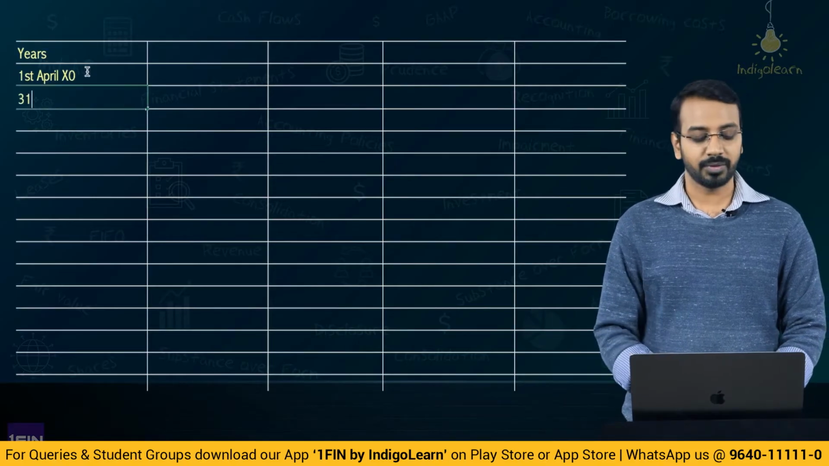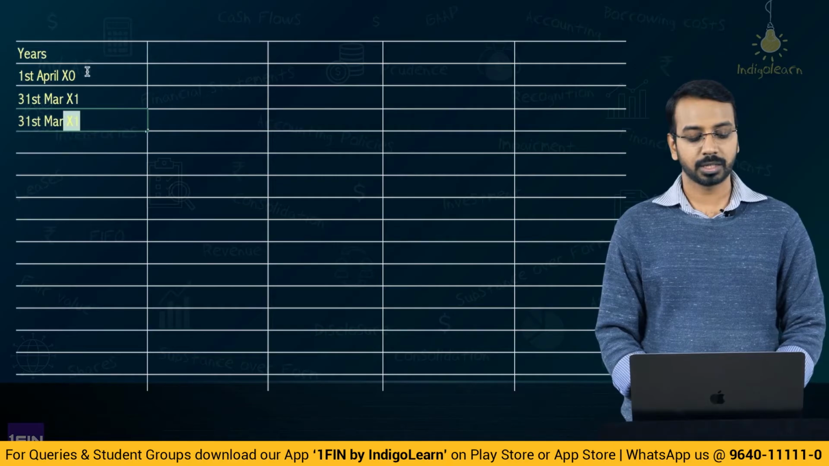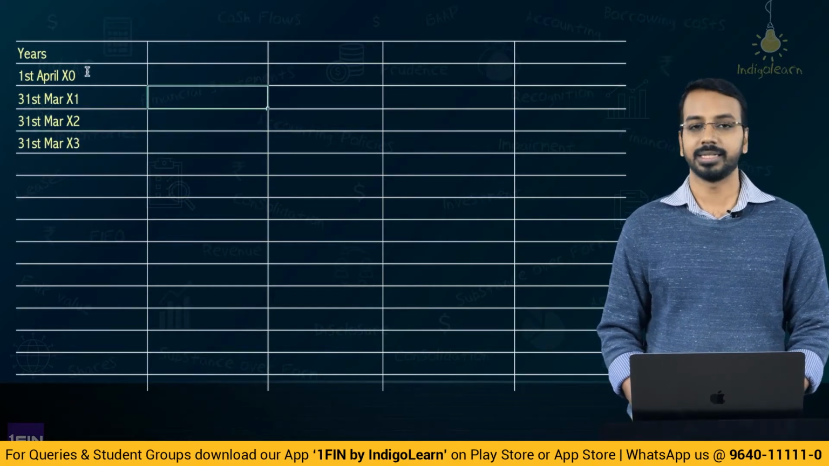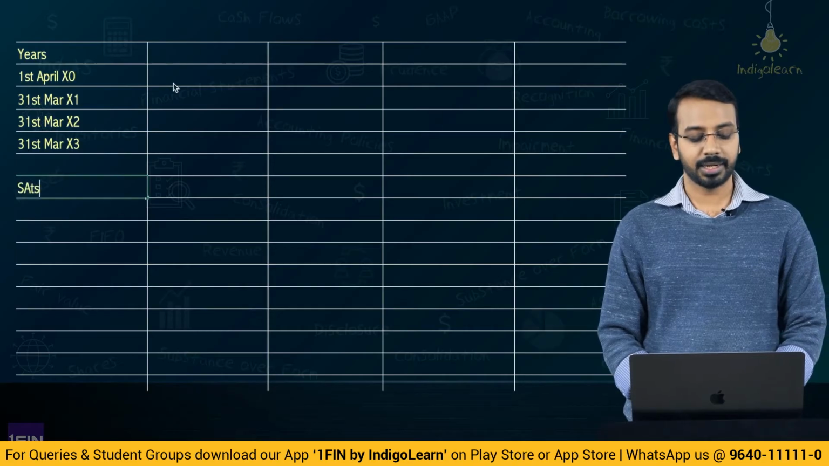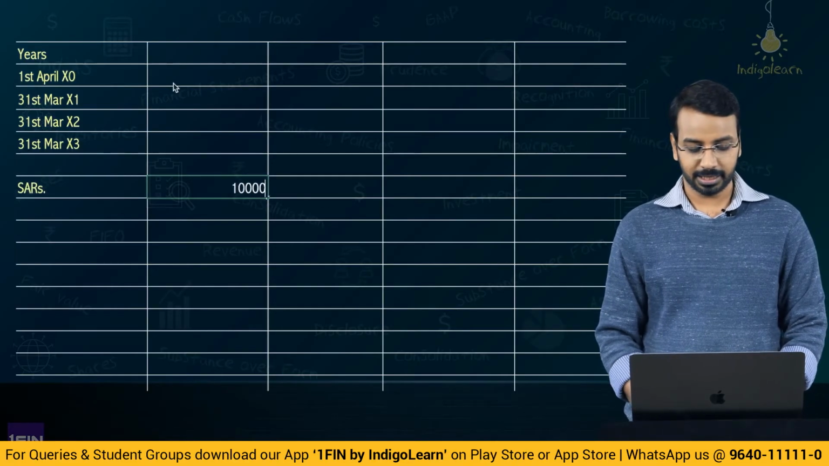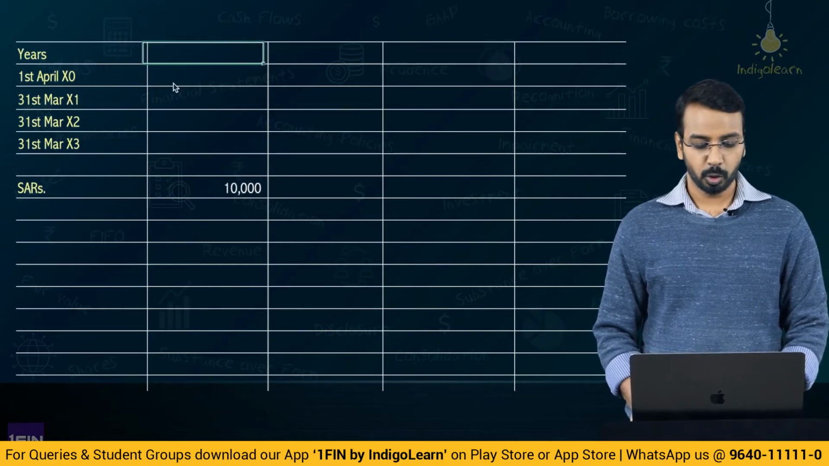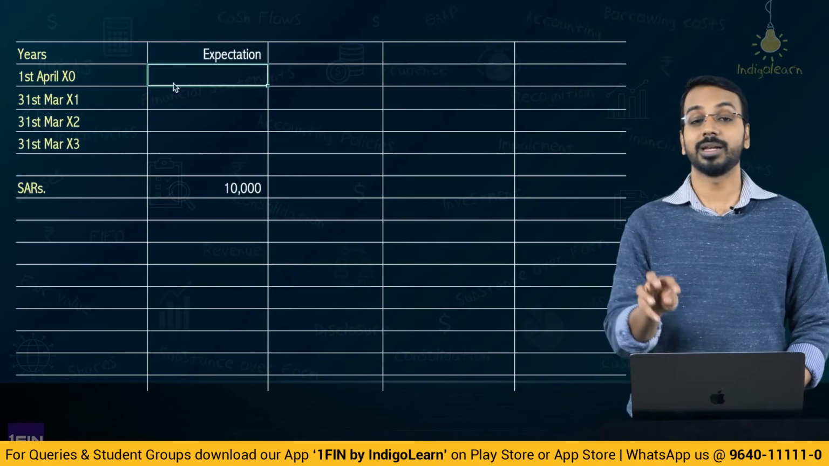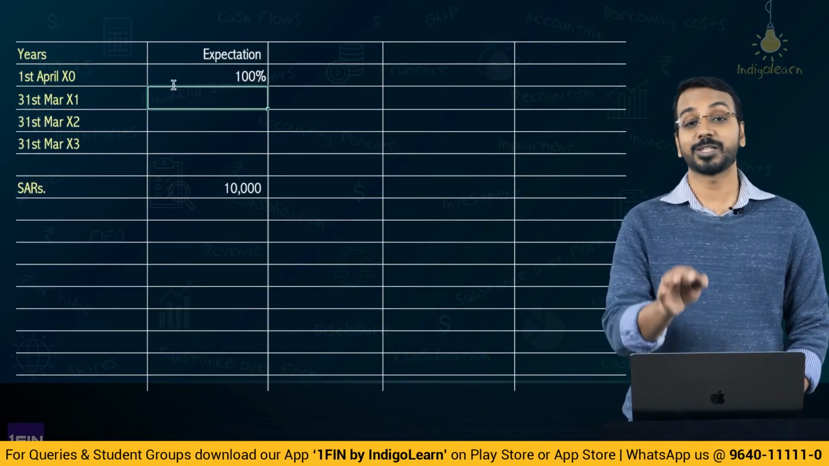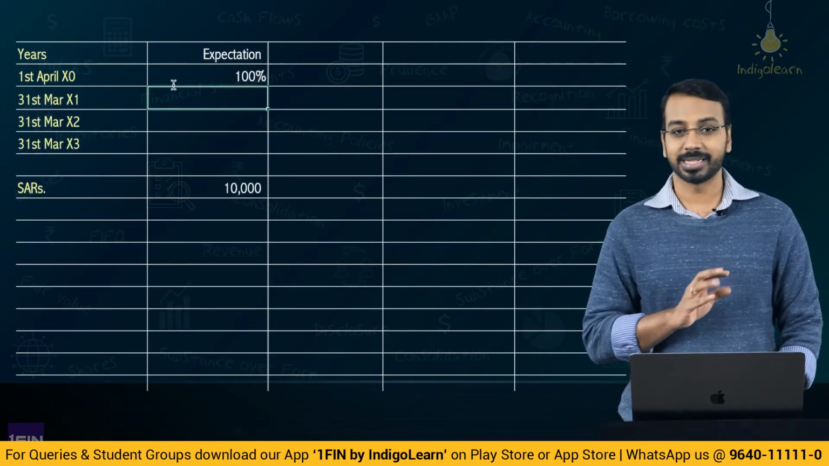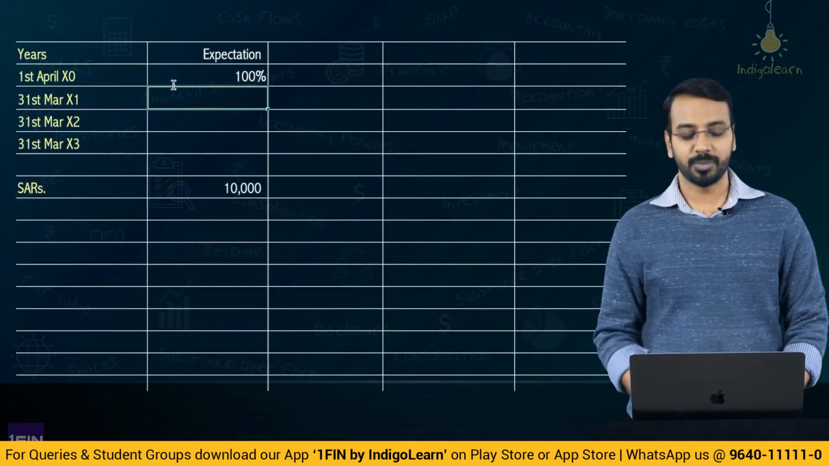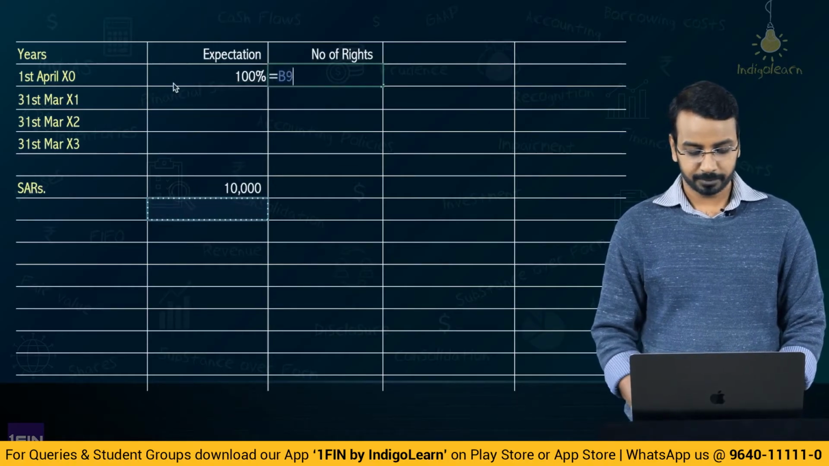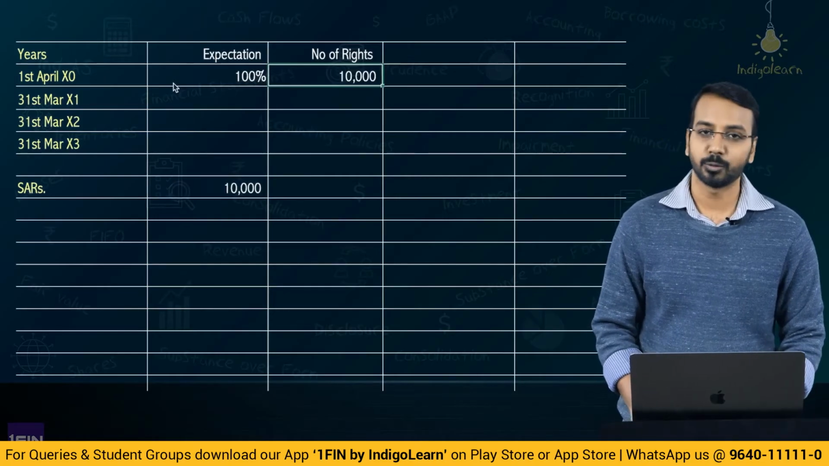Then the first restatement will happen on 31st March of year 1, then 31st March of year 2, then 31st March of year 3. These 3 dates the restatements would happen. Now how many rights have been granted? The number of share appreciation rights granted is 10,000, the total. Now what is the expectation? On the date of grant, you expect that all the employees will exercise the rights, so it will be 100% expectation. They have already vested. So the number of rights will be 10,000 multiplied by 100%, that comes to 10,000. So all the rights will be exercised.